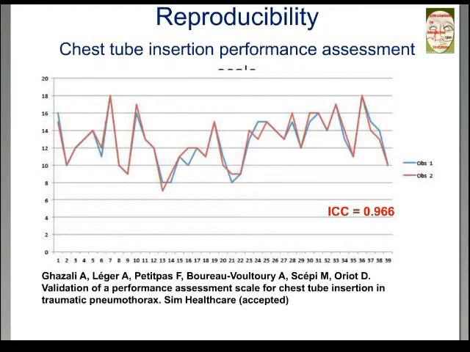But there is also another expression I like, even if you do not always publish such a graph. It is to plot the results of observer 1 and 2 along the whole group of participants. Here is an example of this representation we obtained with our performance assessment scale for chest tube insertion in traumatic pneumothorax, in blue observer 1 and in red observer 2. They are almost identical.